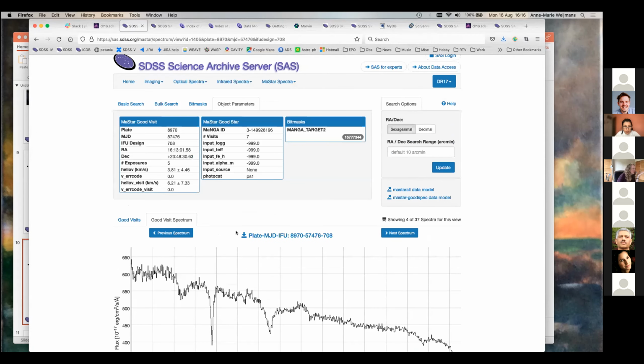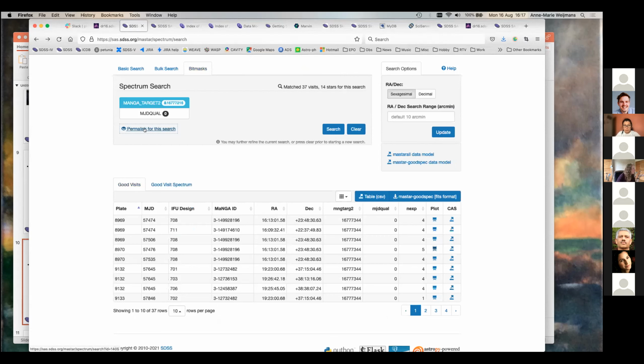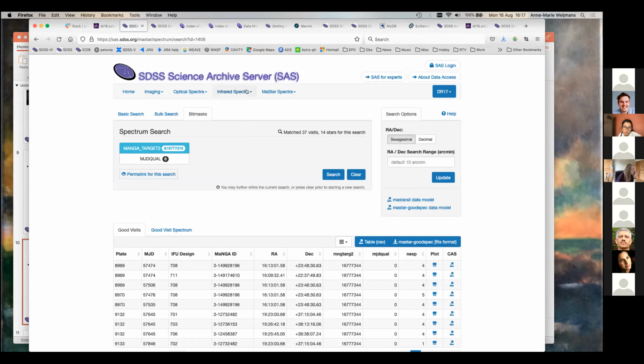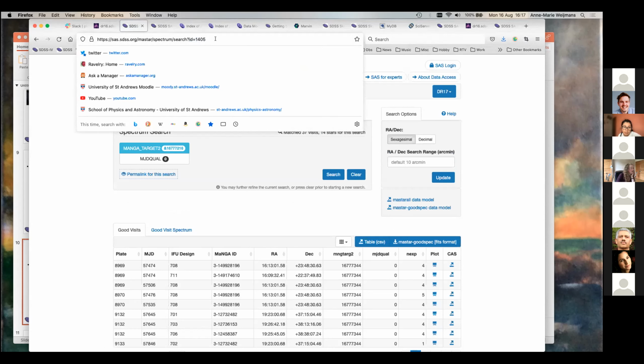And another thing that I really like about the SAW is that if you are collaborating, there is this permalink. So if you want to do a search and you want to share it with a collaborator, you can just click this. And then the search has an ID number. And if someone else does that same search, they can confirm that. And Odette, thank you for the information. If people want to look at white dwarfs before Boris' talk, you can use that search over there.